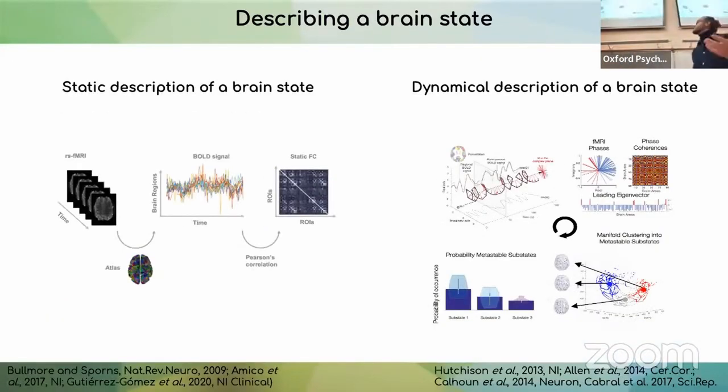So when talking about brain states, I guess the traditional representation would be we have these scans and then we apply predefined atlases that allow us to obtain a regional time series of different brain regions. And then, as Emmanuel and many other speakers have discussed, you can do a correlative or statistical measure that tells you how much different brain regions talk to each other. And that's what we would call static functional connectivity.